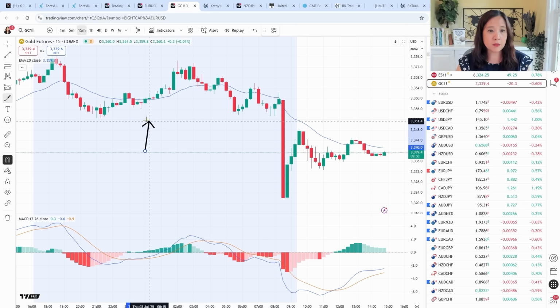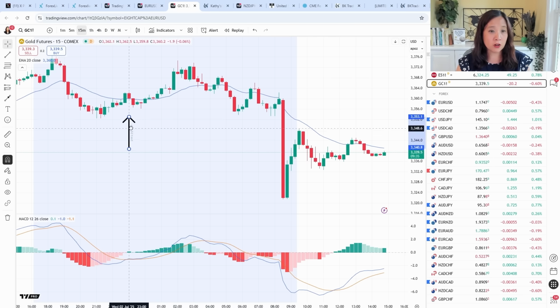Here's the next time that we see MACD close above the moving average. We check that it has turned positive within the last 5 bars. We go long and boom, very nice move higher with a stop over here.